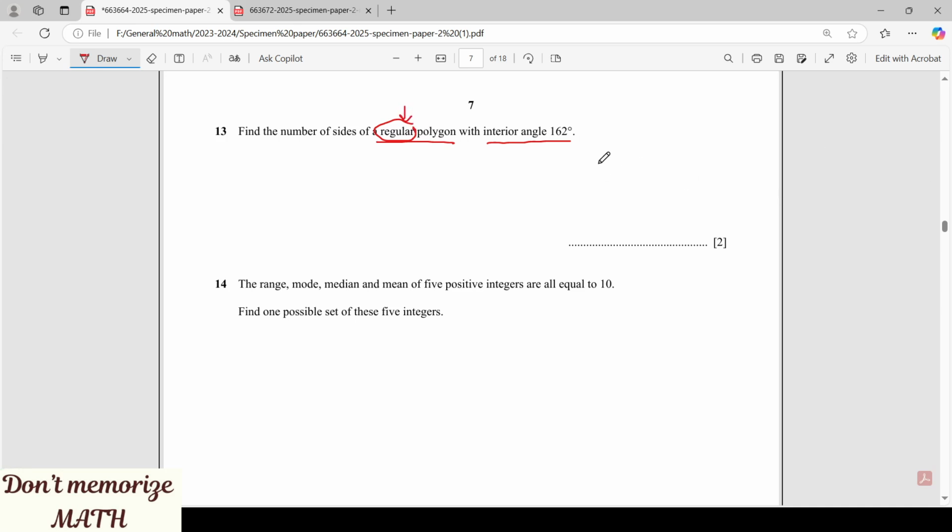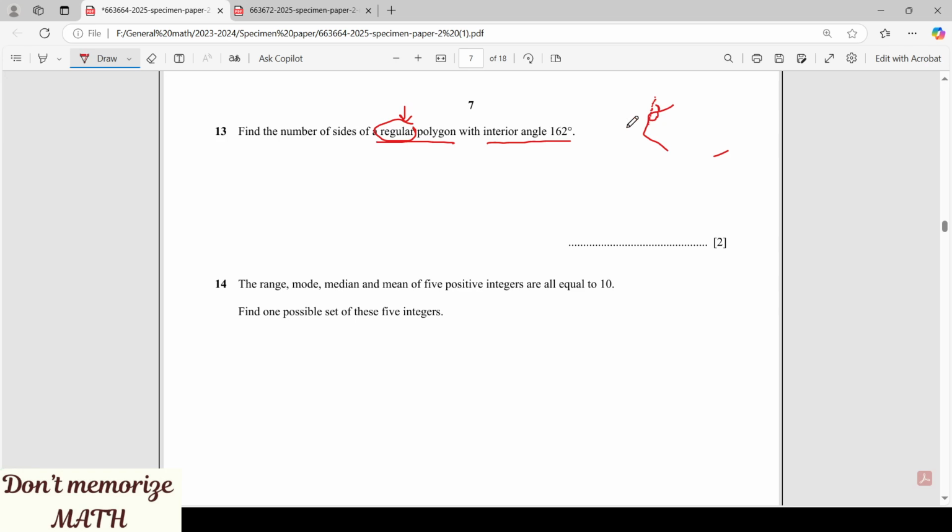Okay, then the interior angle is given. So that means we have something like this. We don't know how many sides there are. So one interior angle is given, that is 162. First thing, we will find the exterior angle. Exterior angle means we will extend the side, one of the sides we will extend. So this angle is the exterior angle.